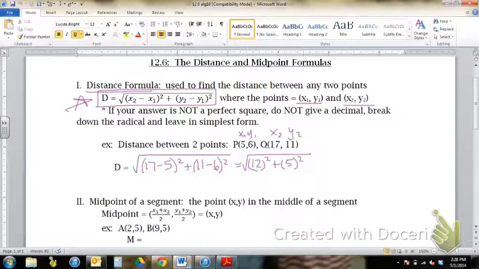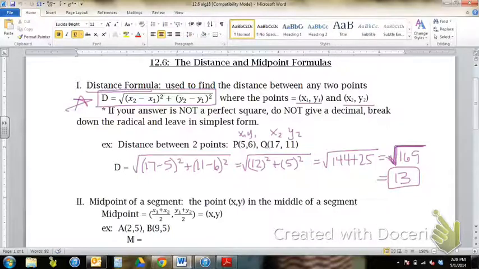I have to do the exponents now. 144 plus 25, the square root of 169. The very last thing you're going to do in these is square root. Now, 169 is a perfect square, so this just equals 13. Okay, that's distance. Plug everybody in and work it out.